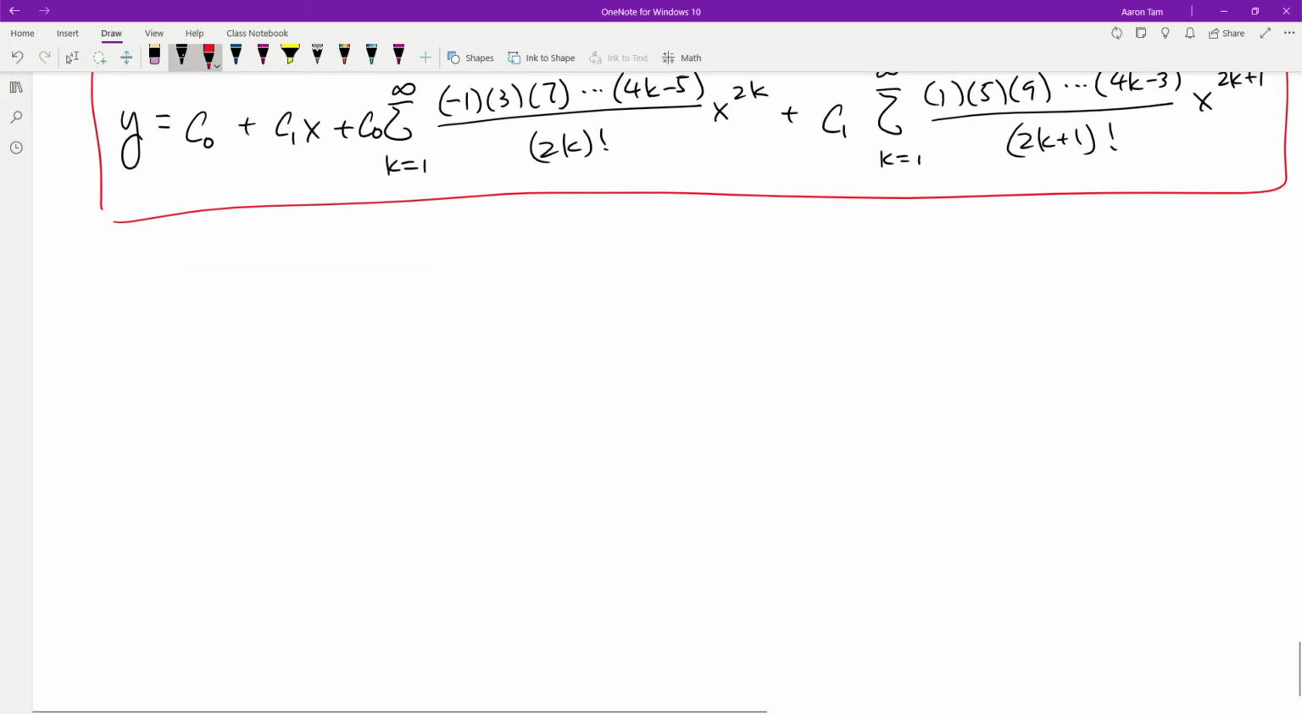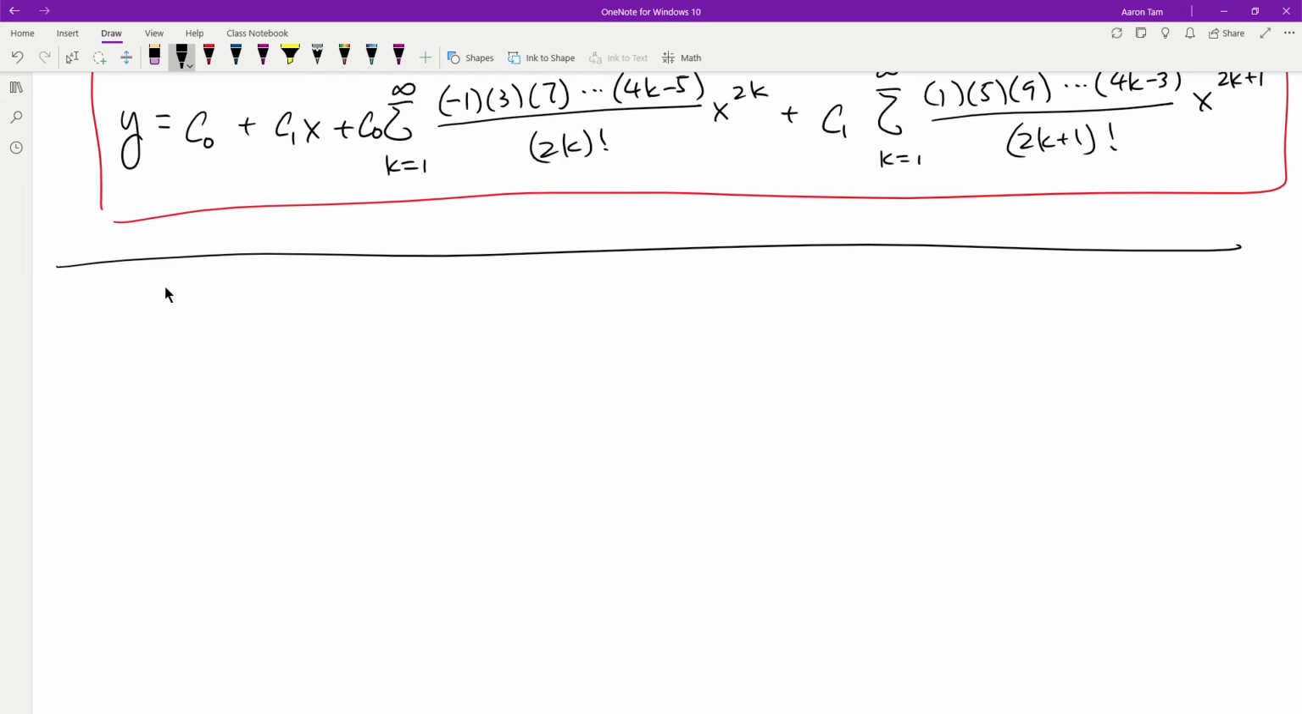Okay, our first example is a very straightforward one, just to illustrate my point. Suppose I have y double prime plus y equal to x squared. And I'm going to ask you to solve this differential equation using a power series solution.